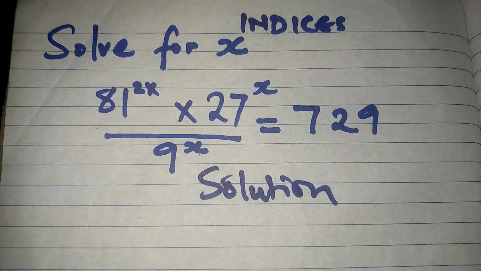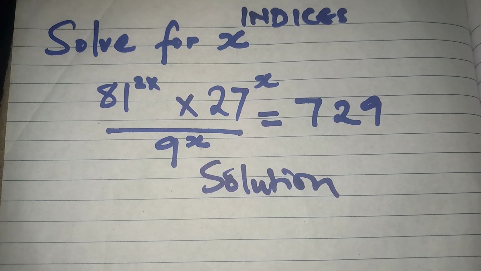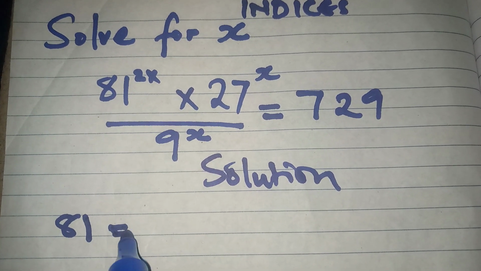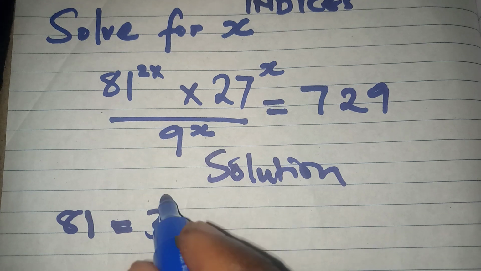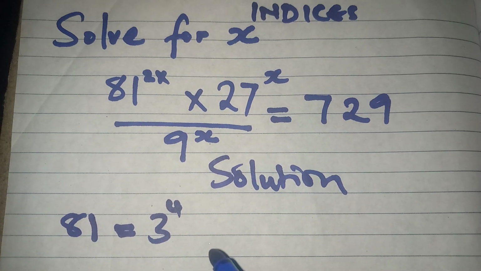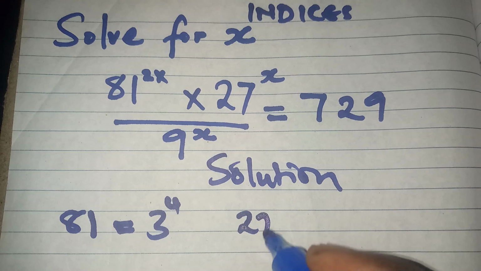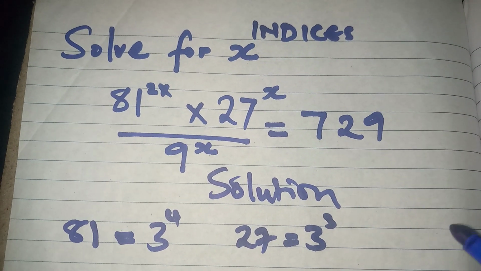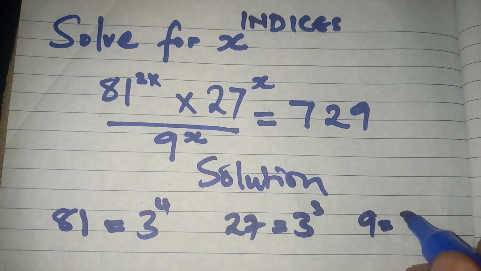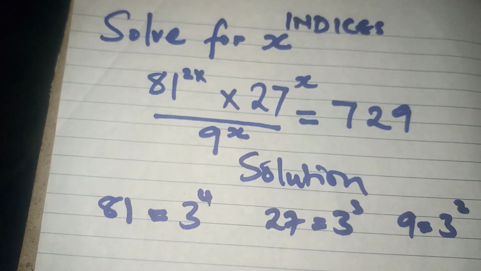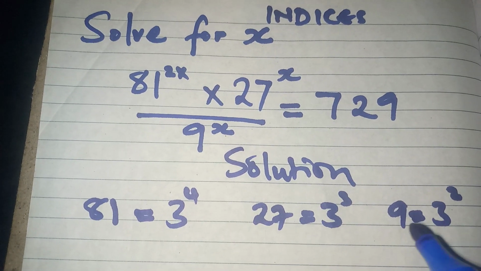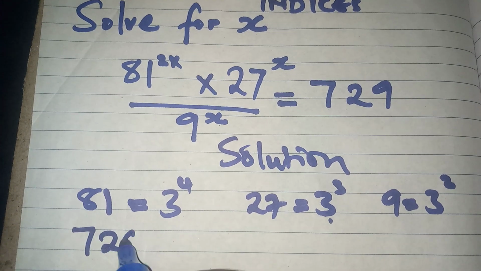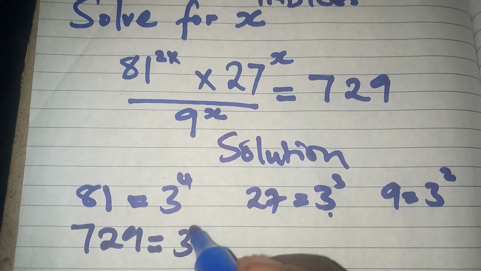I'll start by reducing each one of them to the smallest base. I know 81 is the same as 3 raised to power 4. 27 is the same as 3 raised to power 3, while 9 is the same as 3 squared. So replacing this and this in my equation, I know also 729 is the same as 3 raised to power 6.